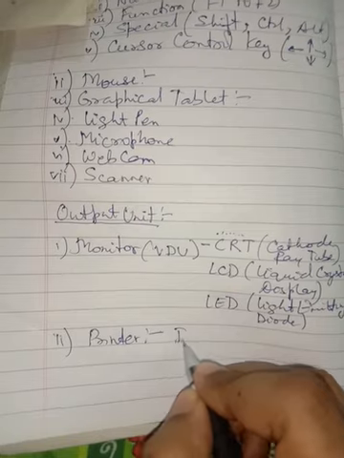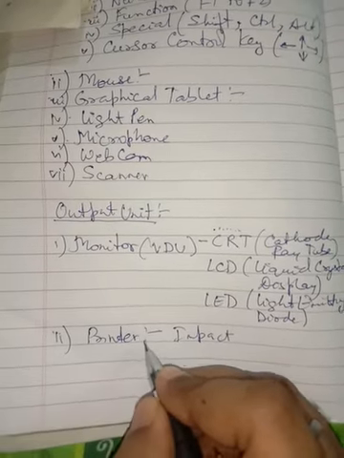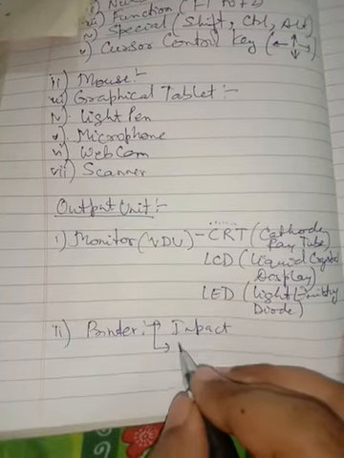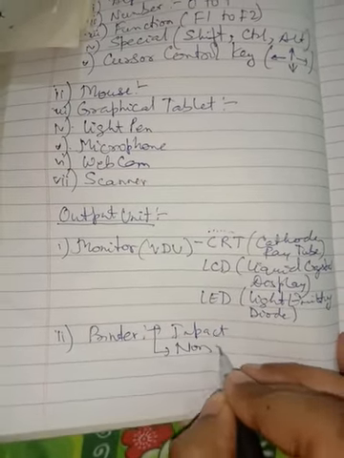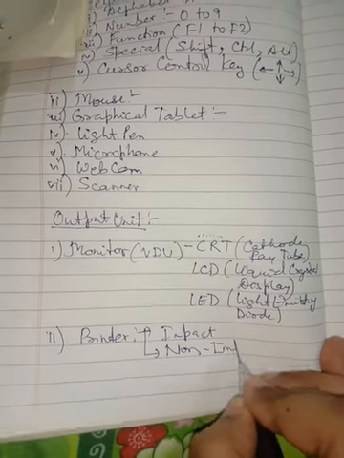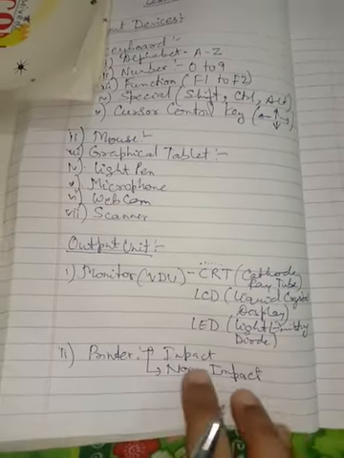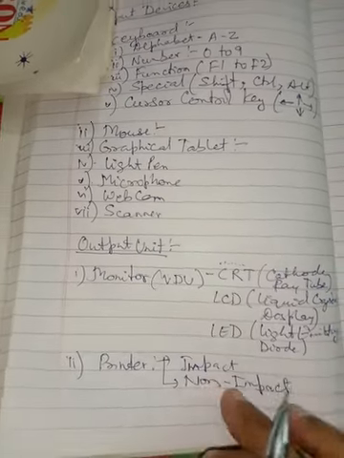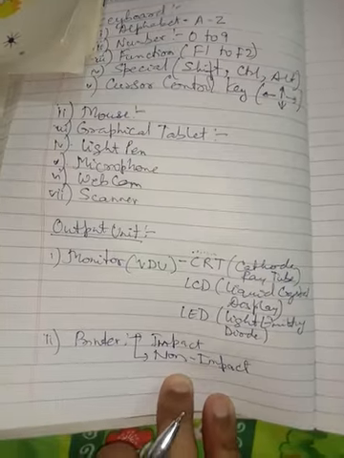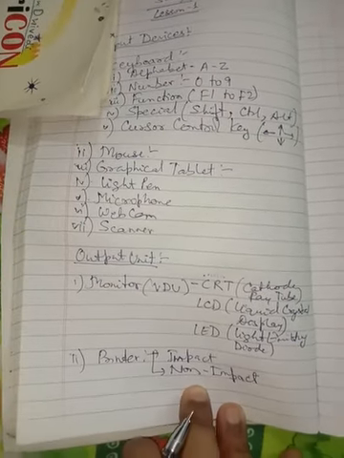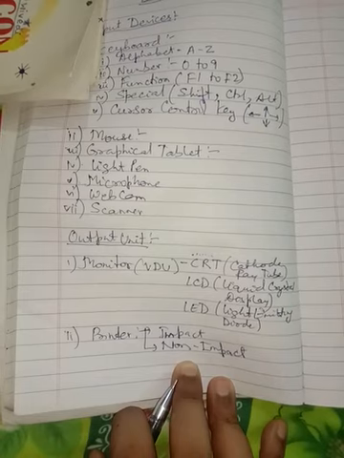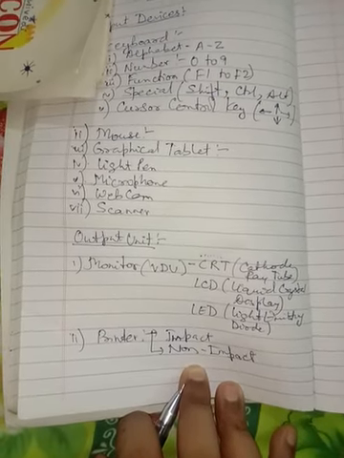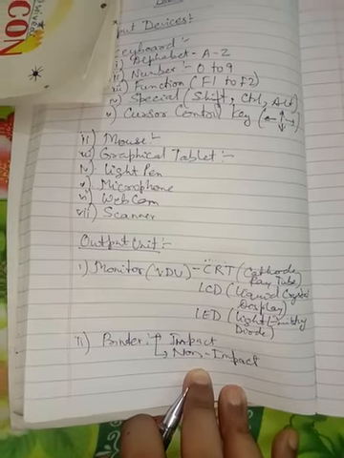The first one is impact printer and the second one is non-impact printer. What is the basic difference between them? The impact printer makes contact with the paper to produce the image, while the non-impact printer does not strike the character on the paper.